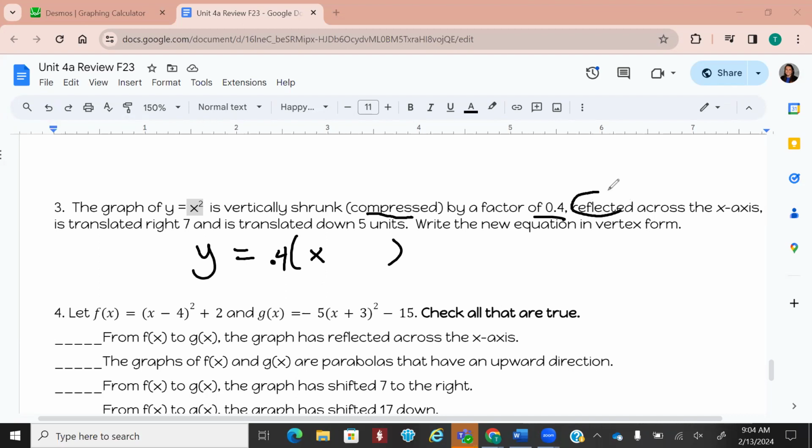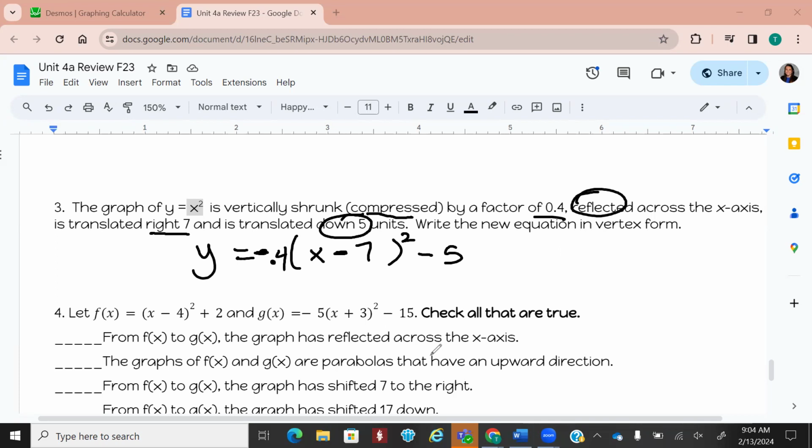It says reflected. What are we going to do for that? You're going to make it negative. It's translated right 7. So is that minus or plus? Ooh, -7. We have that little squared up there because that makes it quadratic. And then it's down 5 units. So -5. Okay, so when you read these, you just work along with what is being said. Okay?